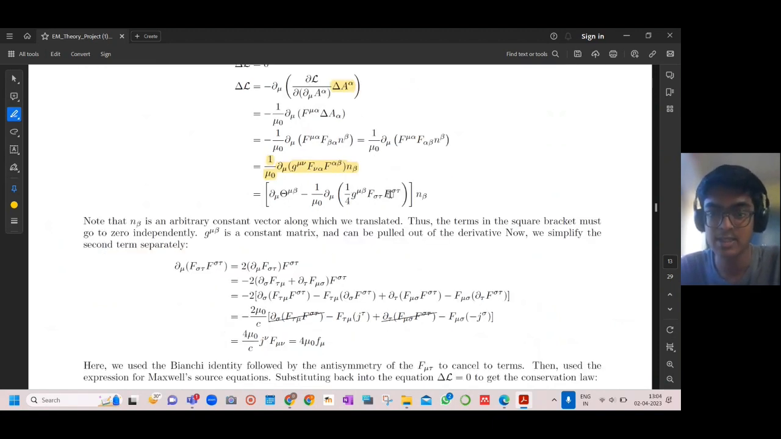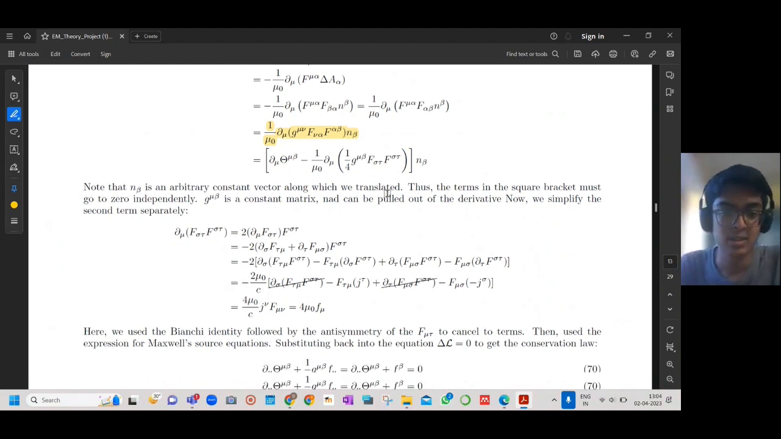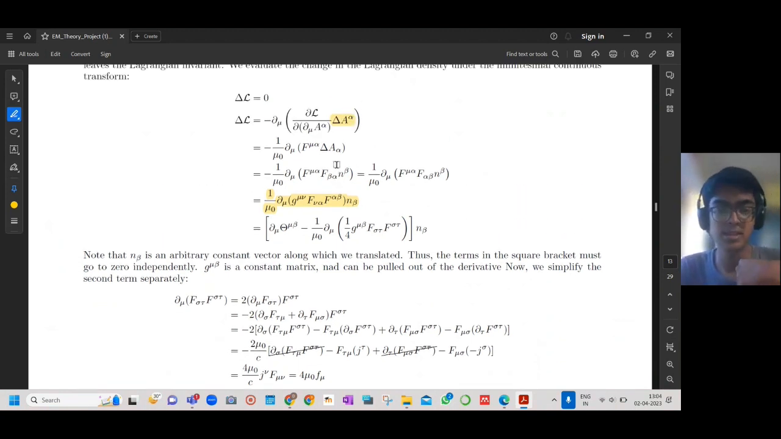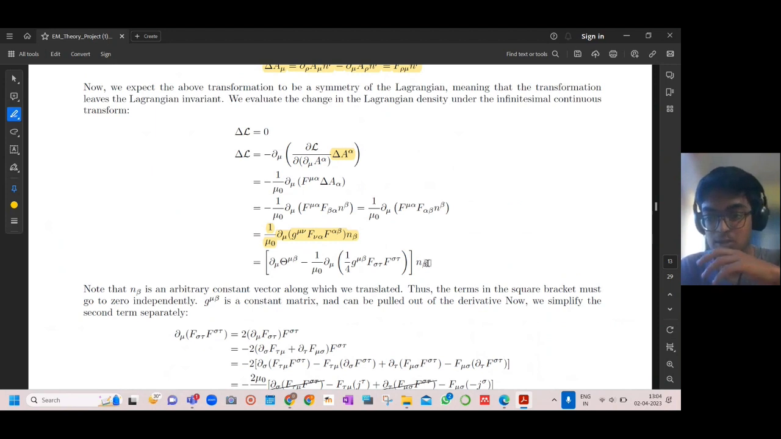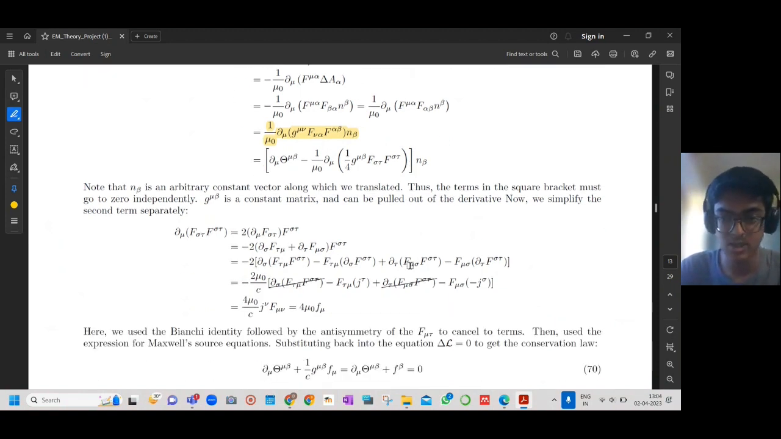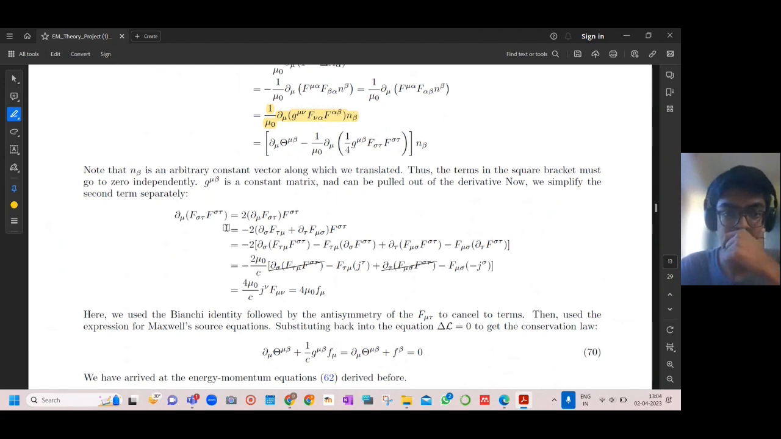And then we need to analyze the remaining term. What does it mean? Just note that this is 0 irrespective of what we choose n beta to be, which means the quantity inside the square brackets must be 0. And that is actually our conservation law. Let's see if we get the original law which we had derived a few sections back.